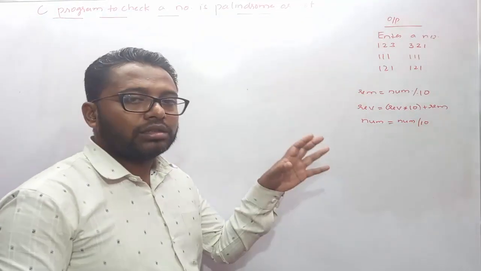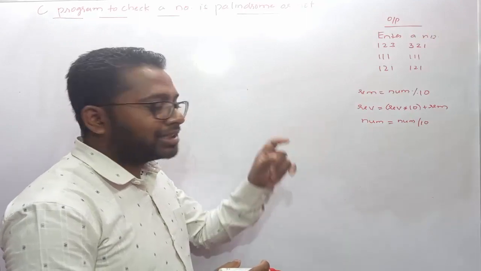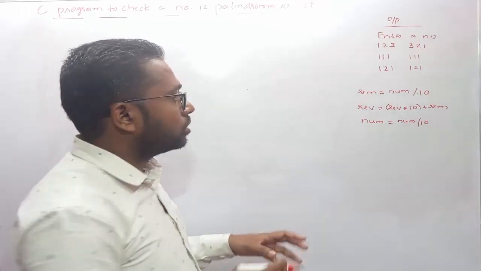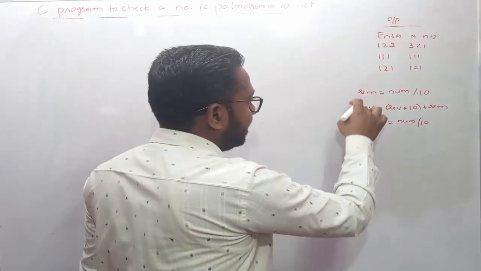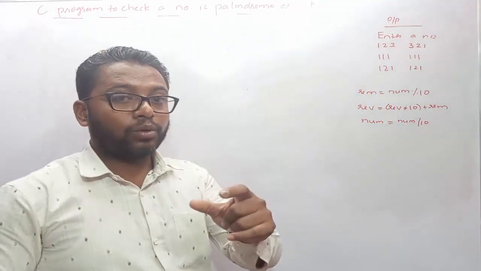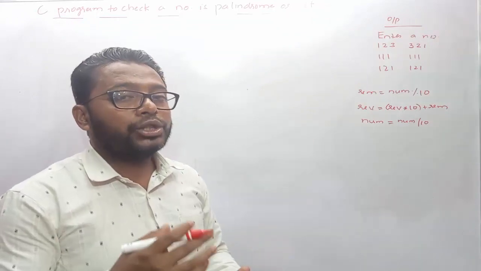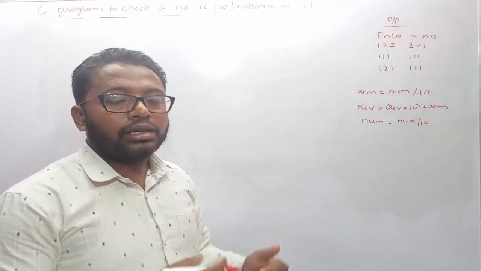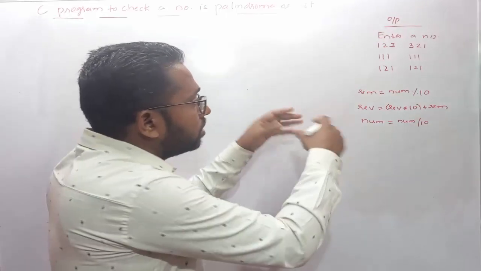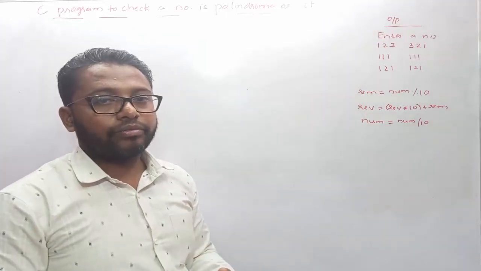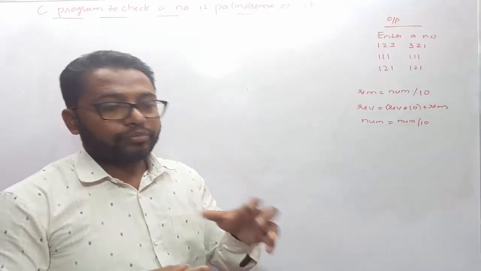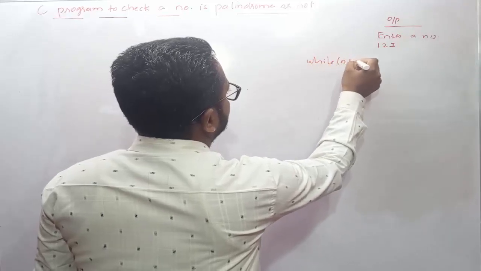So these are the 3 steps we need to perform to check whether the number is a palindrome number or not. These 3 steps we will be performing again and again until the value of n becomes 0. That means what loop should we use? We should use the while loop again, because here also we don't have any idea how many iterations we may require to reverse that number. So the best loop for this program would be the while loop: while n is not equal to 0.